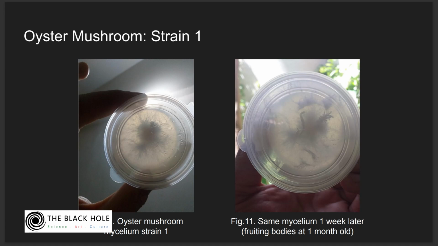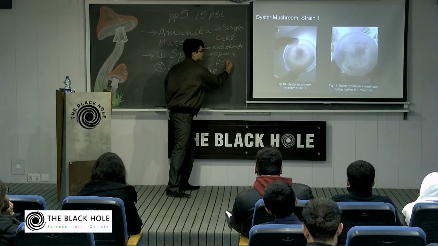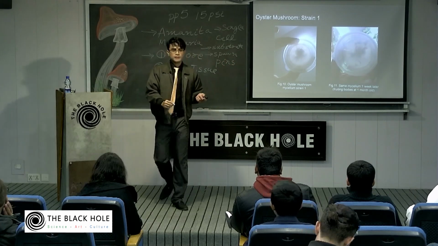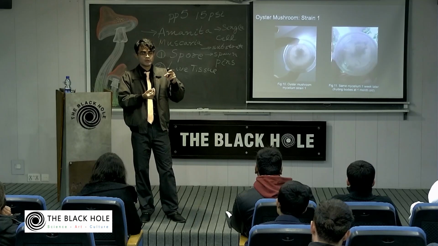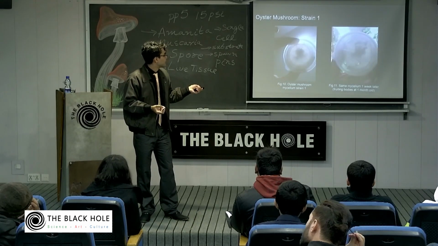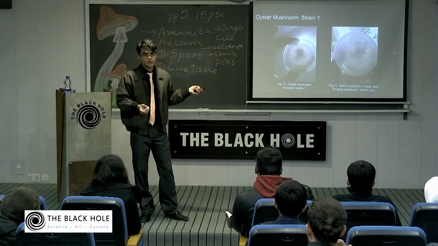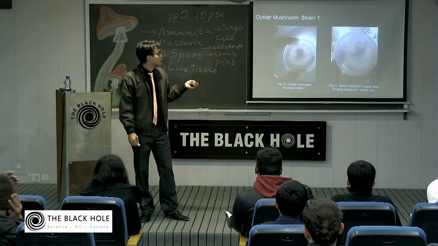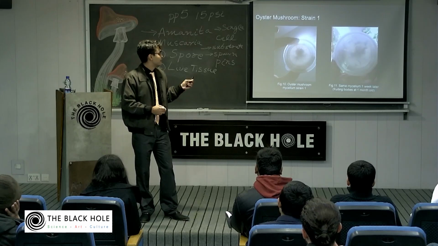These structures are what are called the pins. So if you remember in the diagram I showed you before, the pins are basically the baby mushrooms which form into mushrooms, right? So what you're seeing inside this weird looking tentacle is actually an oyster mushroom. So it's starting to grow inside the container. Obviously there's another step after this.